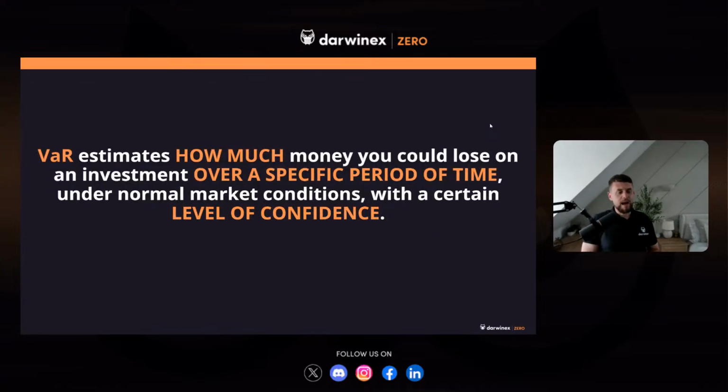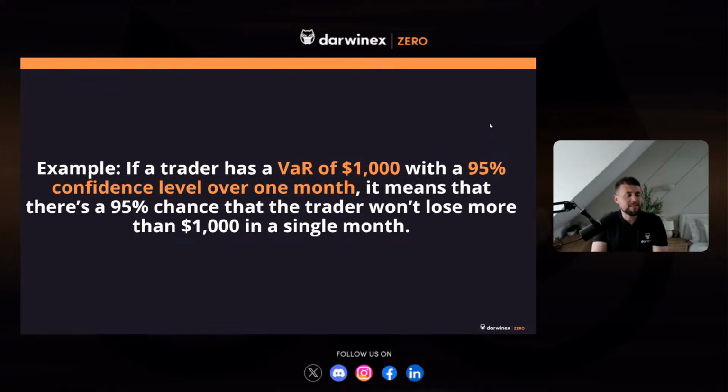Value at risk estimates how much money you could lose on an investment over a specific period of time under normal market conditions with a certain level of confidence. Now, again, I know that's probably a little bit heavy when it comes to the terminology and the way that sentence is phrased. So we've put an example in just to help you understand what that actually means. For example, if a trader has a value at risk of $1,000 or 6.5% in this example, with a 95% confidence level over 1 month, it means that there's a 95% chance that that trader isn't going to lose more than $1,000 or 6.5% in any given month.